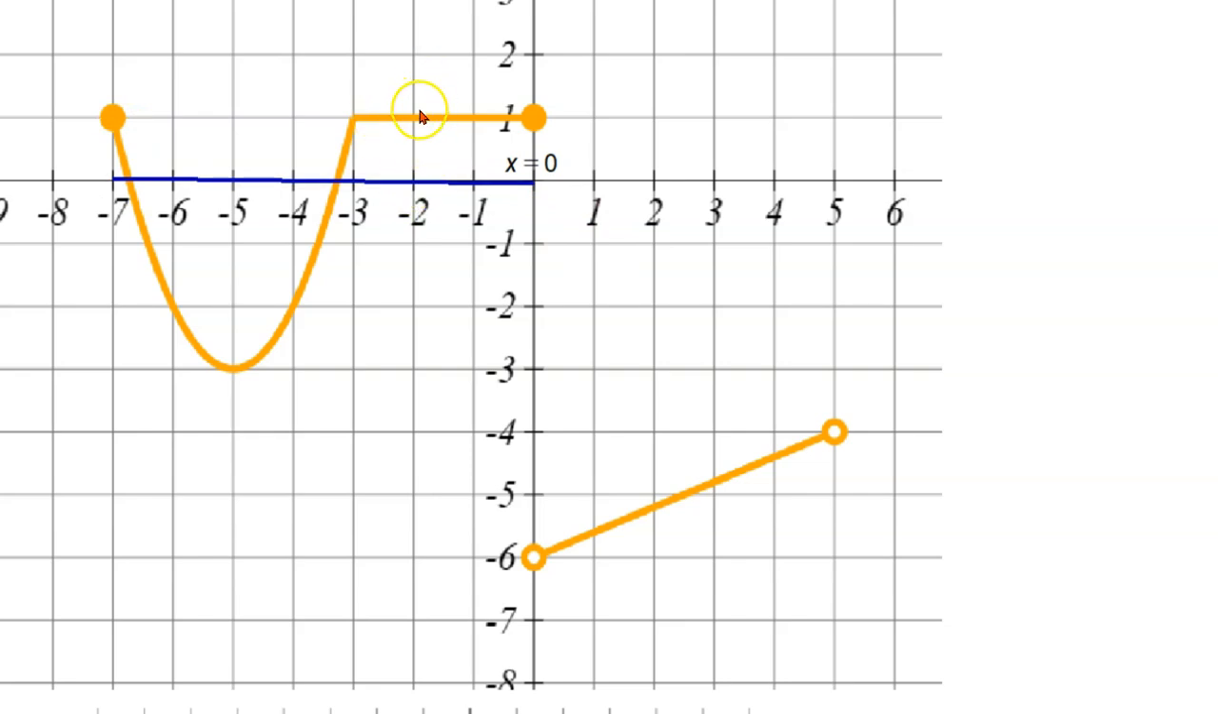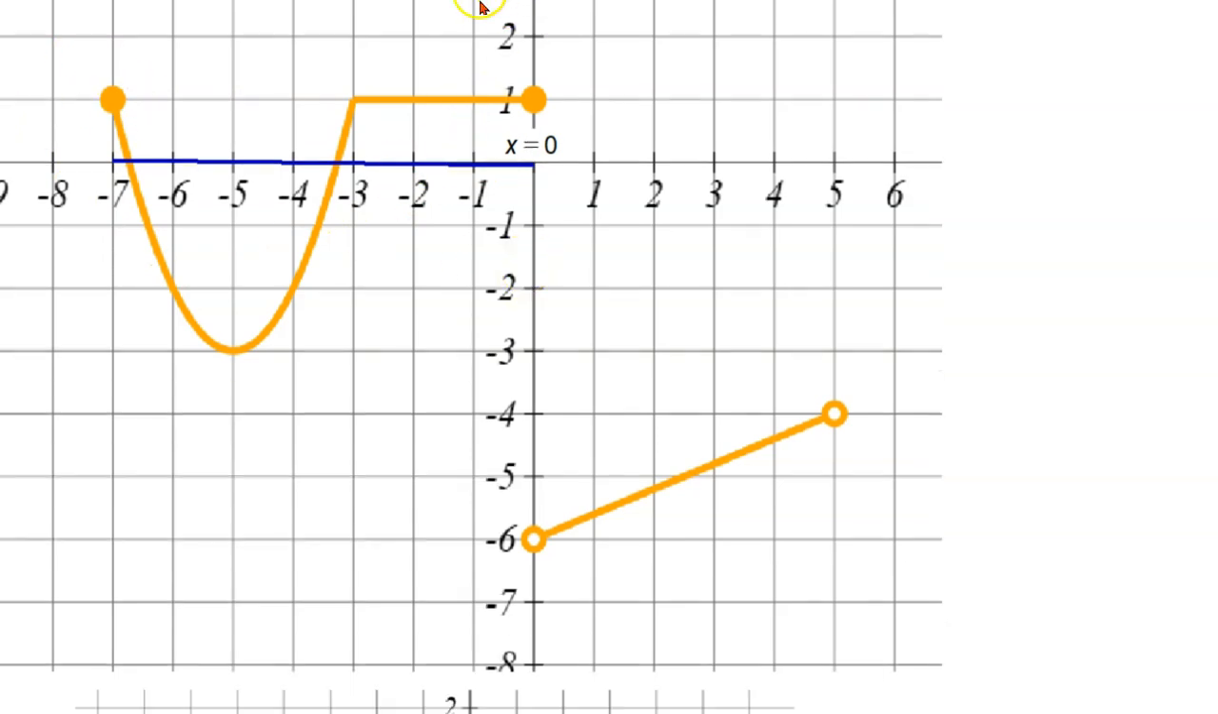When -2 goes in, 1 comes out. When -1 goes in, 1 comes out. That's okay. The x coordinates are different. This is different. This is a function. It passes the vertical line test. Let's continue. The interesting spot probably is this one right here. So let's just draw a vertical line through here.